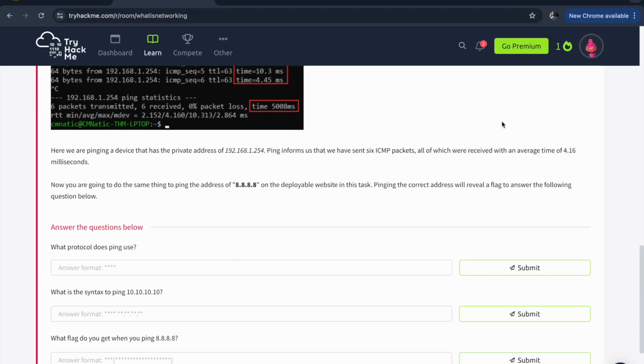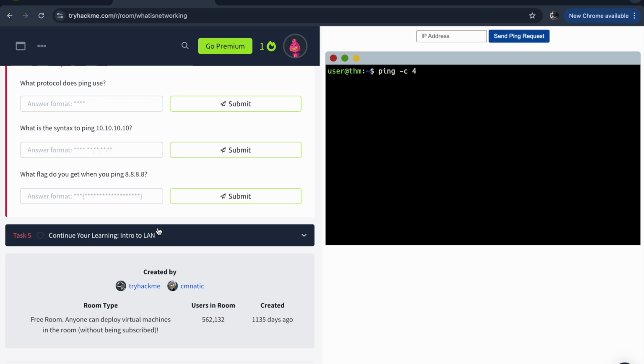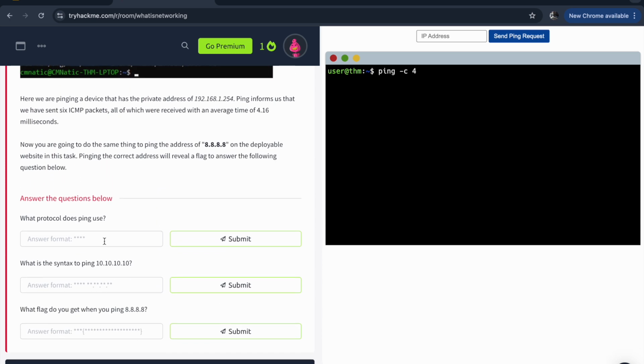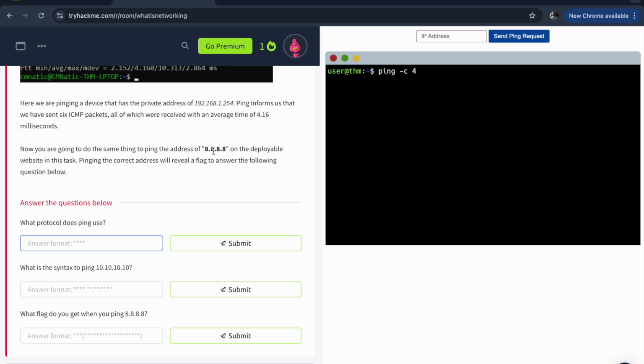Now, it's basically going to do this. Let me open the website. Okay. What protocol does ping use? Here we're pinging a device on the private address 192.168.102.54. Ping informs us that 6 ICMP packets were all received, with an average of 4.16 milliseconds. Now you're going to do the same thing to ping the address 8.8.8.8. What protocol does ping use?